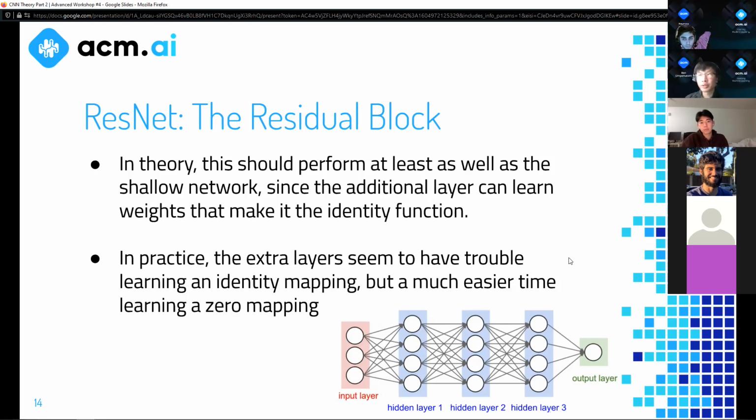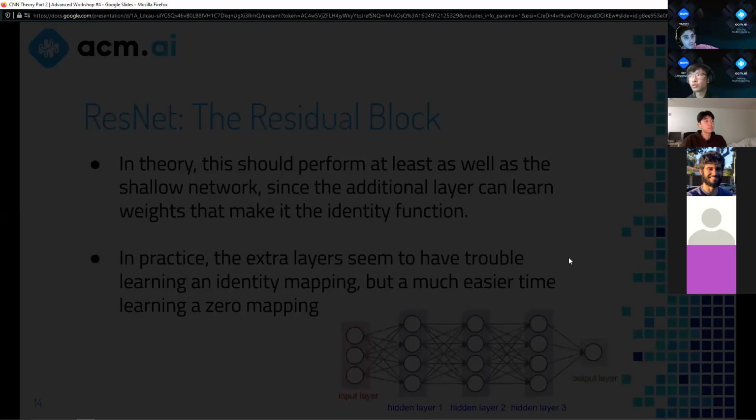But when we're adding more layers like this, we actually want to learn an identity mapping by default instead of a zero mapping by default. Because if we learn a zero mapping, then it's not going to perform that well. Whereas if it learned identity mapping, in the worst case scenario, it's going to perform at least as well as a shallow network. And that's what the residual block in ResNet tries to address.